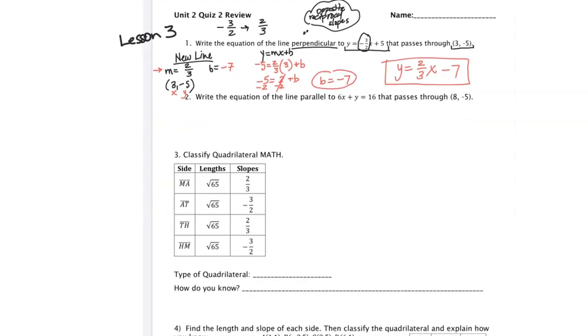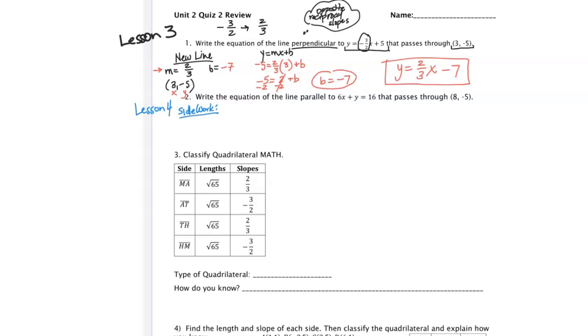Number 2 comes from lesson 4. We're writing the equation of a line that's parallel to 6x plus y equals 16 and passes through 8, negative 5. This first equation is not in slope-intercept form, so our first job will be to do some side work and solve this equation for y so that it's in slope-intercept form. So side work.